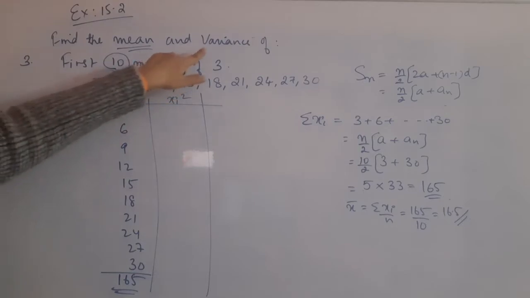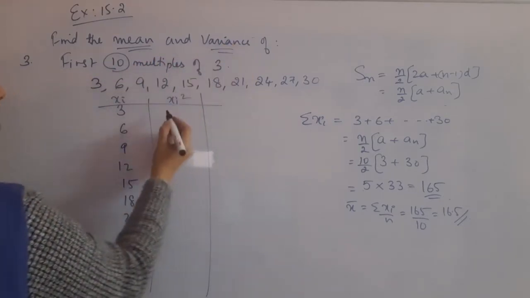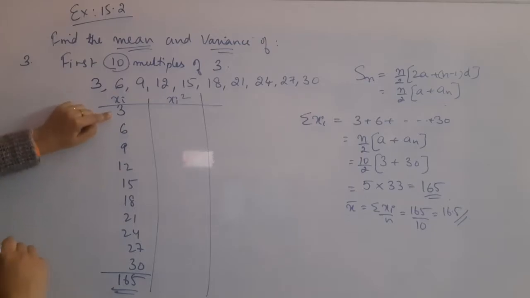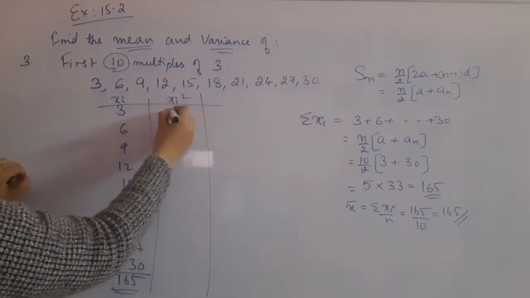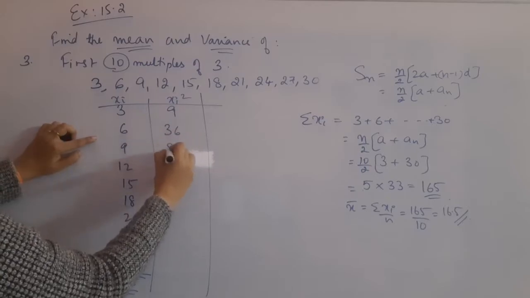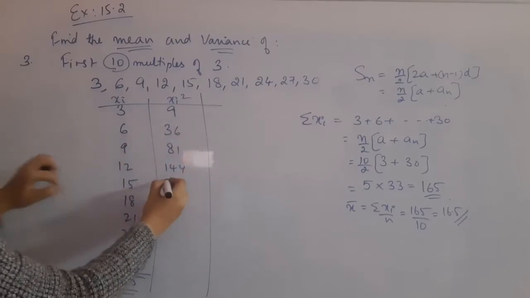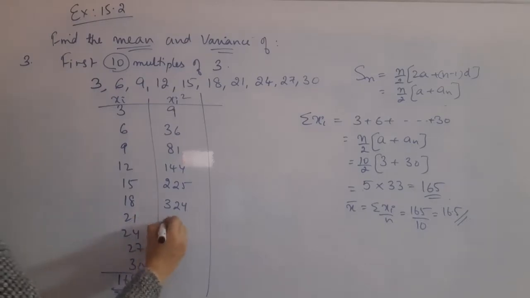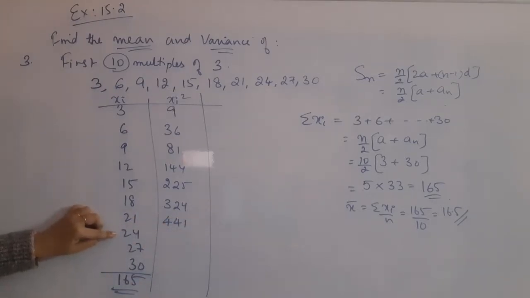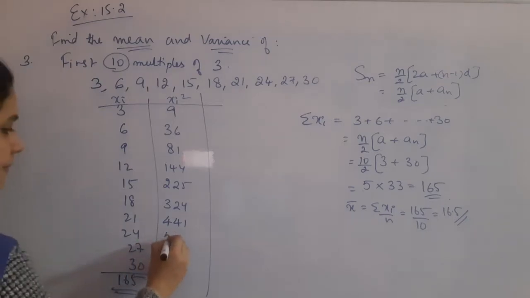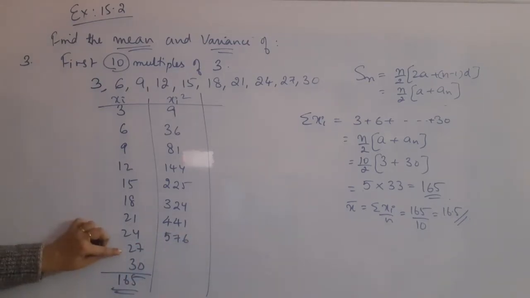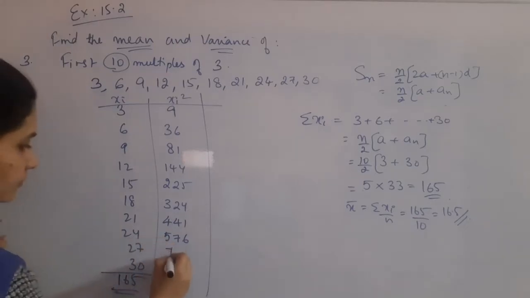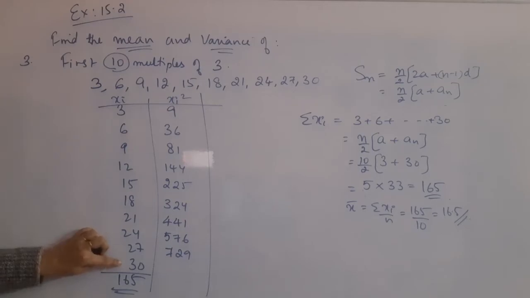Now the second purpose is to find the variance. In order to find the variance, you need xi square also. So we are just squaring. You will get the square of 3, which is 9, then 36, 81, 144, 225, 324, 21 square is 441, 24 square is 576, 27 square is 729, and 30 square is 900.